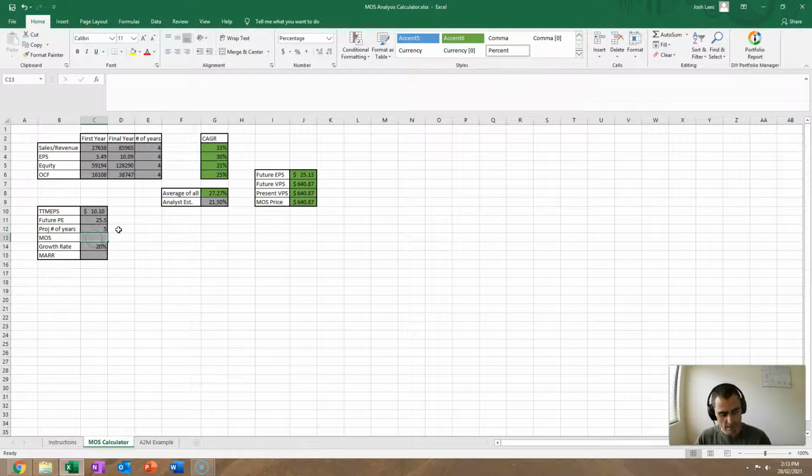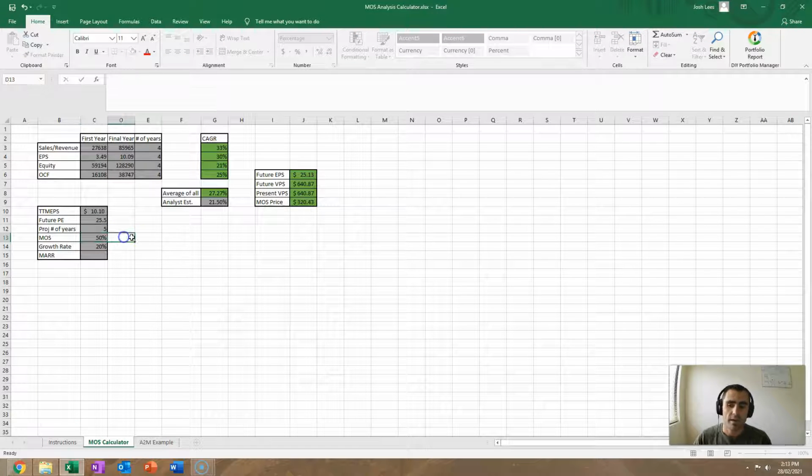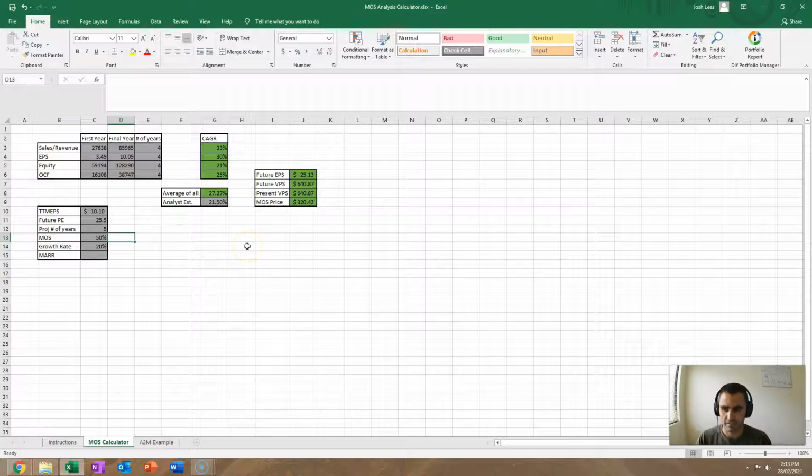Margin of safety, I always use 50%. So what that means is, if I value the company to be $100, I'm not going to buy it until it's $50, because that gives me a margin of safety on any errors I've made in my judgments, on any potential calculation errors. You shouldn't be making calculation errors, but at the end of the day, we are human.